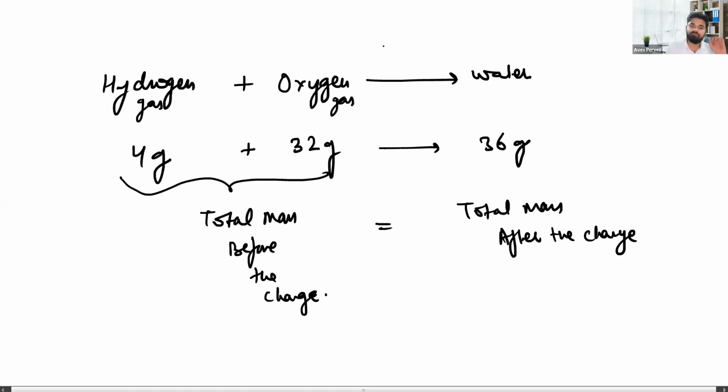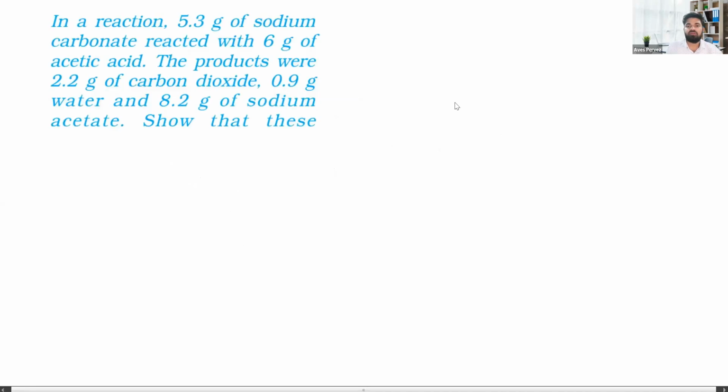Done? Noted? Yes, sir. Okay. So we have this question on your screen: show that this follows the law of conservation of mass. In a reaction, we have 5.3 grams of sodium carbonate reacted with 6 grams of acetic acid.